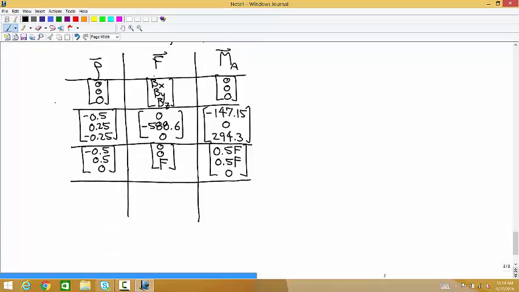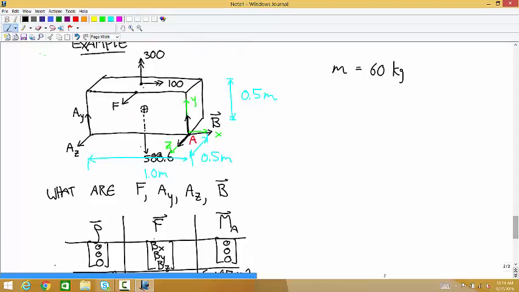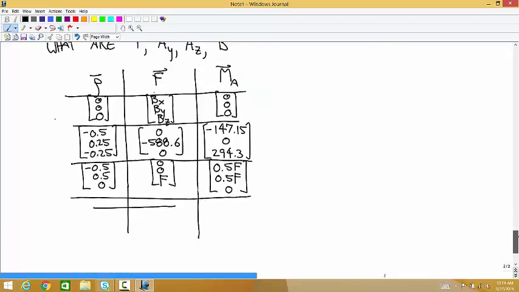So for the couples, we don't care about rho, we don't care about F. We're just going to write that in as a 100 and a 300. So 100 in the positive x, 300 in the positive y.